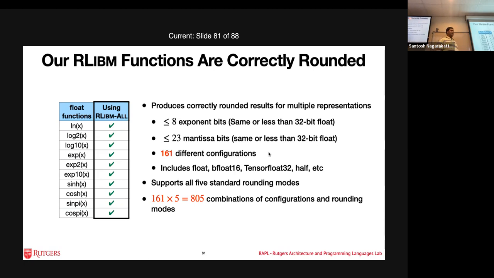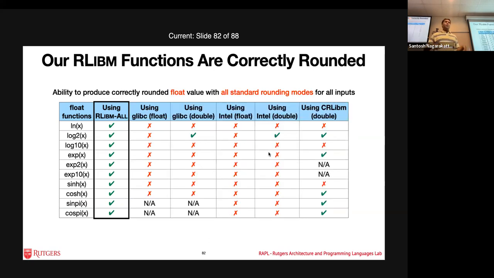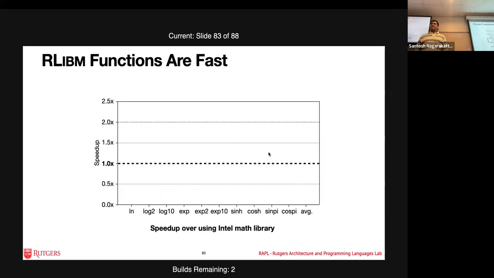Okay. Now the question is, just to give you an idea, how do others fare? Intel has invested decades of work to build this, right? They all produce wrong results. And people have built correctly rounded libraries. CRLibm is a correctly rounded library, but for one representation, double. When you repurpose it for other representations, it produces wrong results. So the moral of the story is we are correct for all inputs and multiple representations with a single polynomial.